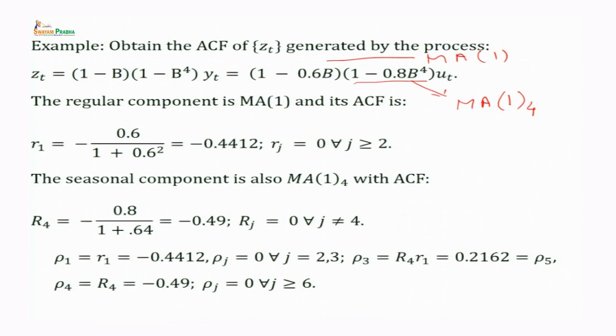So, you observe that these rho j's are 0 in between for j equal to 2 and 3, then again around 4 you have the effect of seasonality. Rho 4 is non-zero and two near points to rho 4, rho 3 and rho 5 are also non-zero.